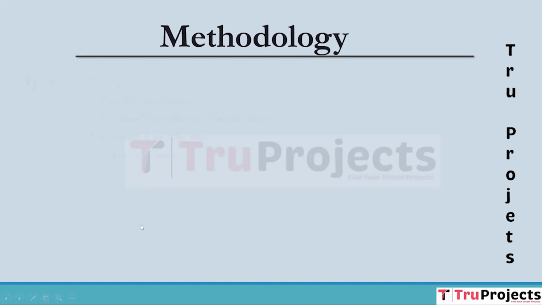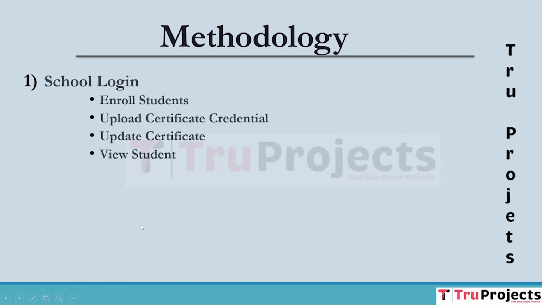The first one is School Login. This module focuses on providing access to educational institutions for managing and verifying student academic credentials using the blockchain-based system. Here we have the sub-modules, which are enrolled students. In this section, schools can log in to the application and have the capability to enroll new students. This involves adding new student details to the system, likely including their personal information and academic records.